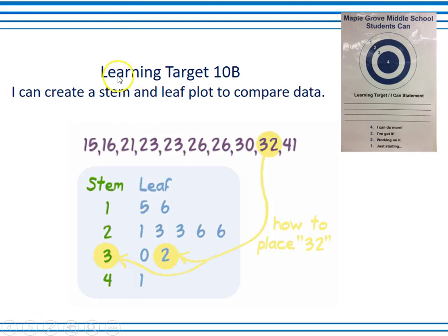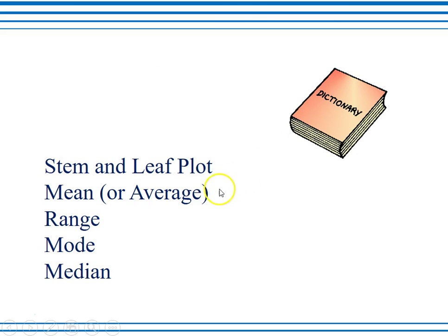Hello, this is Miss Simon with Learning Target 10B, and today our learning target is I can create a stem and leaf plot to compare data. The vocabulary includes stem and leaf plot, mean or average, range, mode, and median. And I'm hoping mean, range, mode, median are all review terms for you.